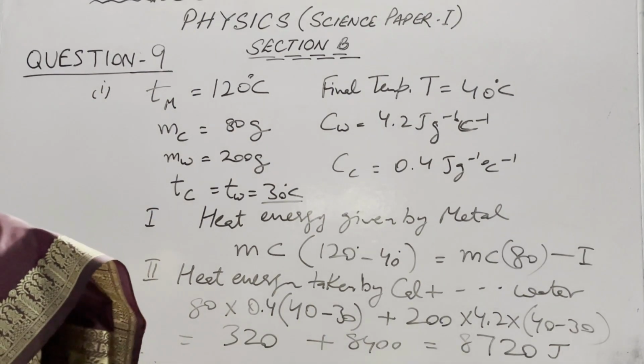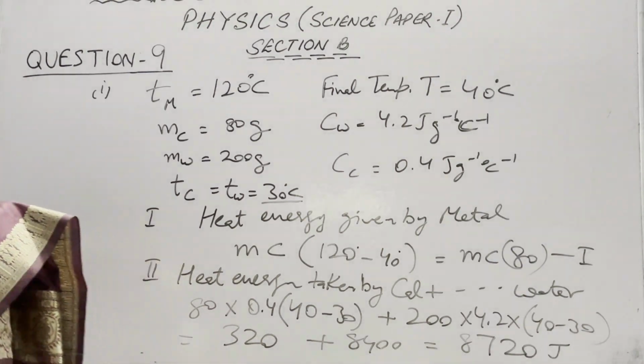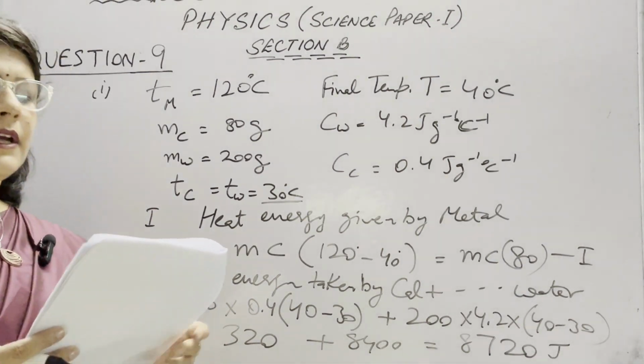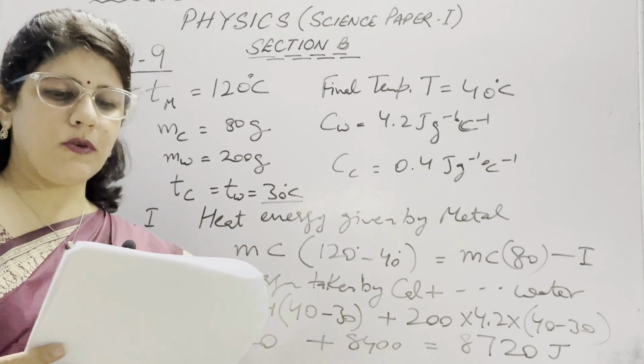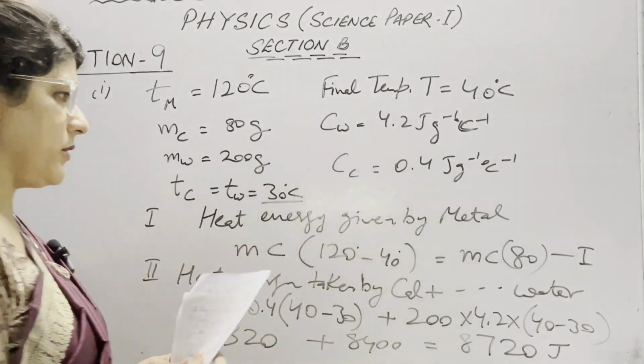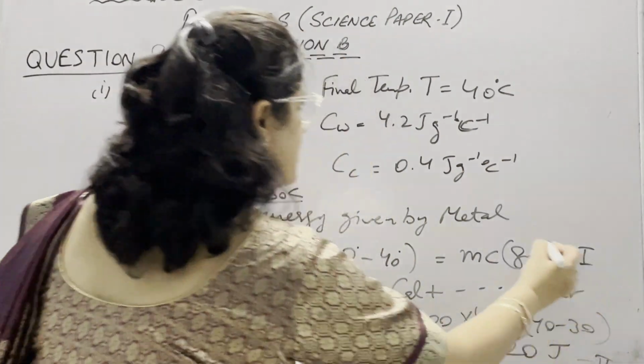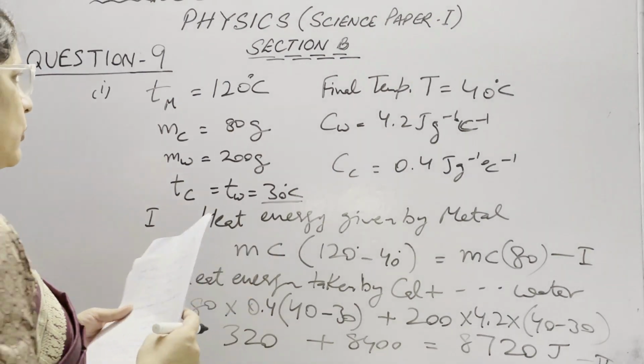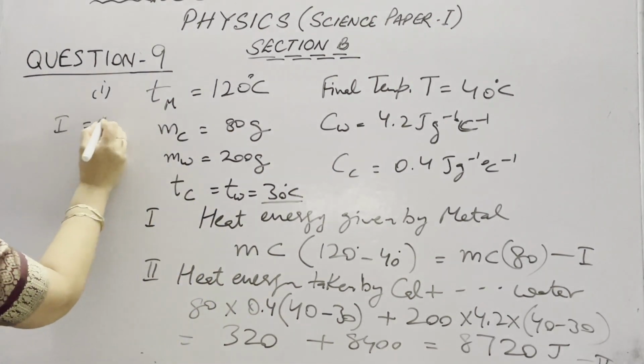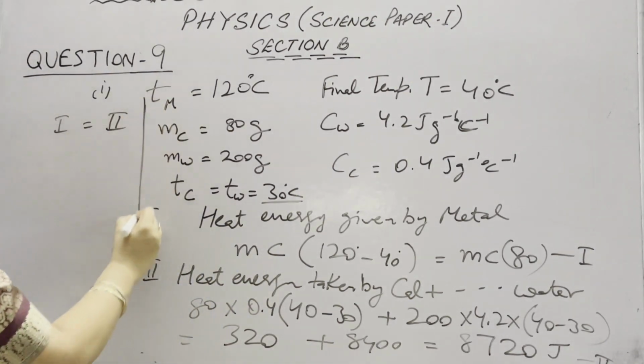Now, by the principle of calorimetry, if there is no loss of energy, the heat energy given by the metal is equal to the heat energy taken by the calorimeter and water. So this is our second equation, and that was the first equation. Equation 1 is equal to equation 2.